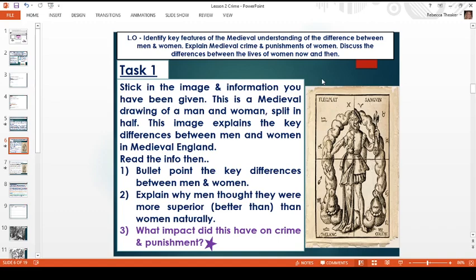So when I put the next slide on, we're going to read it together, and then I would like you to complete at least these first 2 questions for me, please, and then the challenge question if you can. Bullet point the key differences between men and women. Explain why men thought that they were superior in comparison to women naturally. Superior means better than, so why did men think they were better than women? And 3, if you can, what impact do you think this had on crime and punishment?